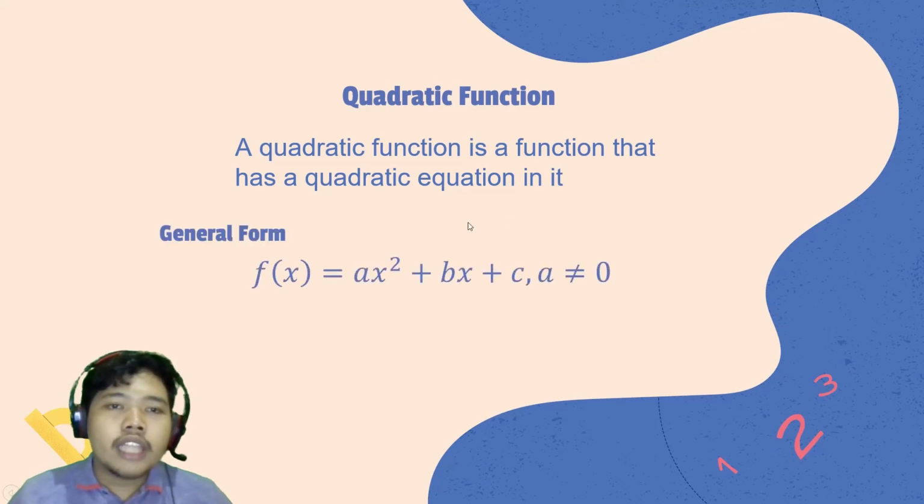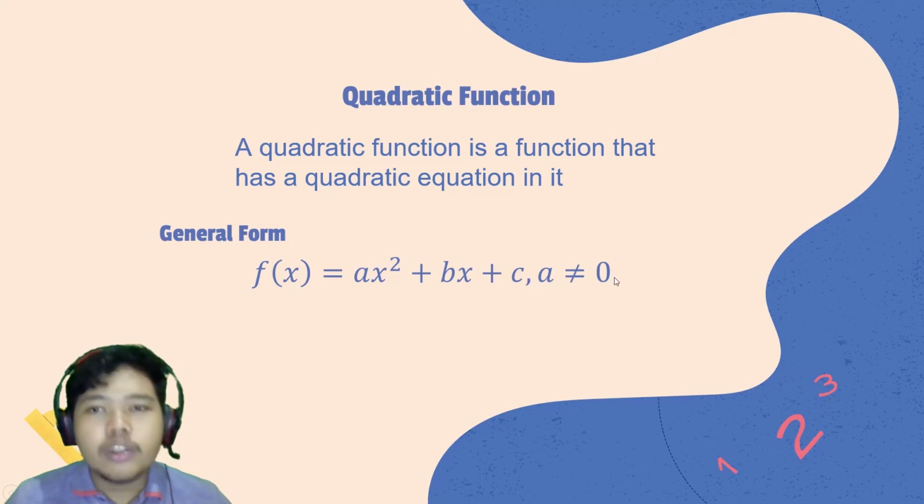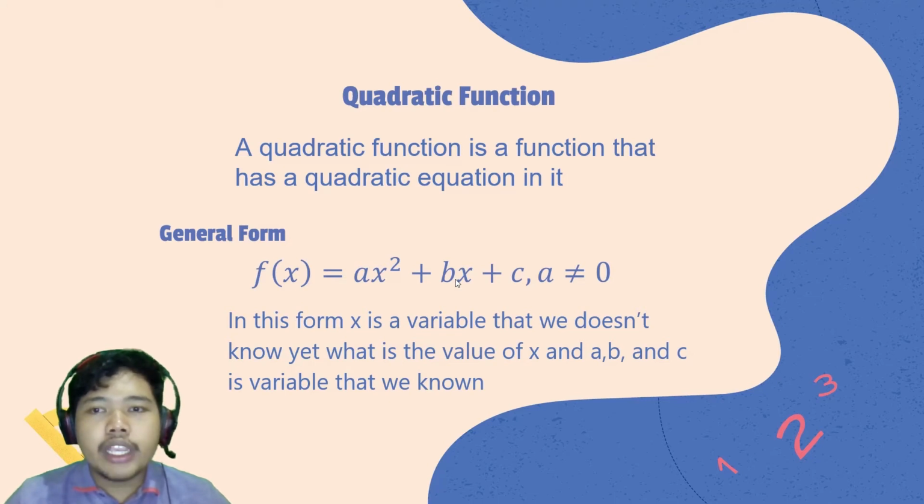The quadratic function has a general form like this: f(x) is equal to ax squared plus bx plus c, where a must not be equal to 0. Okay? a must not be equal to 0. Now, in this form, x is a variable that we don't know the value of yet, and a, b, and c are constants that we know the values of.